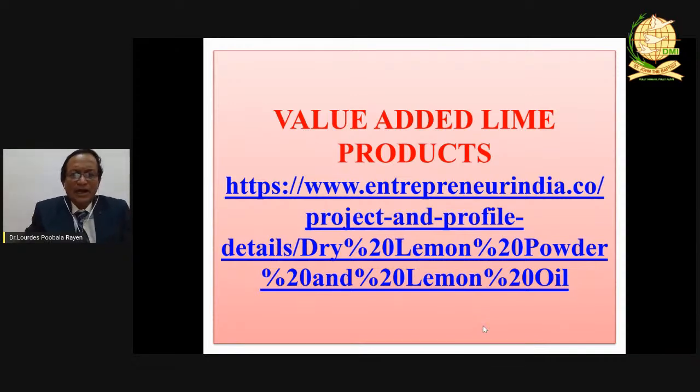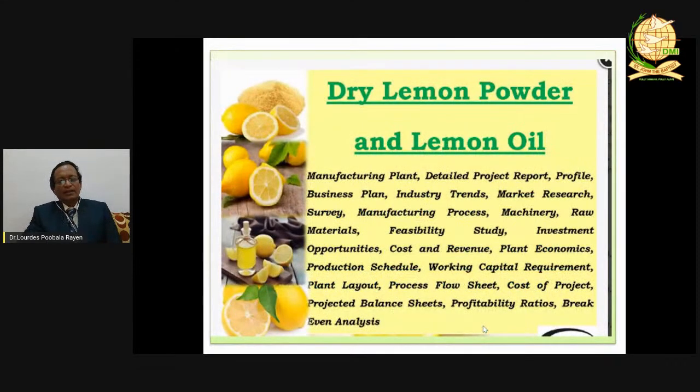Just like agricultural products, we can think of adding value to lime products also. You might have heard about lime or lemon. We have a number of value-added products using lime. You can make use of the website address to collect information about the value-added lime products. You can create lime powder, dry lemon powder. You can produce lemon oil. These things are very much in demand in almost all over the world.